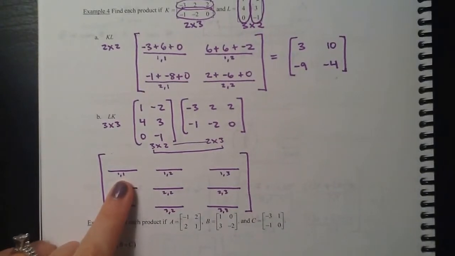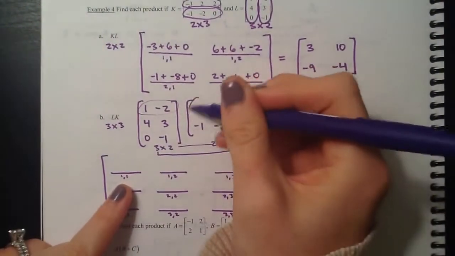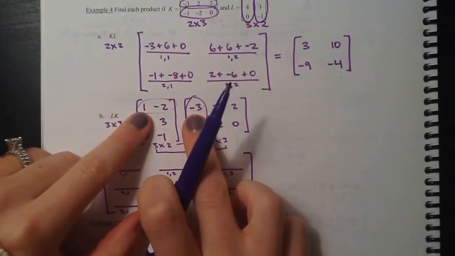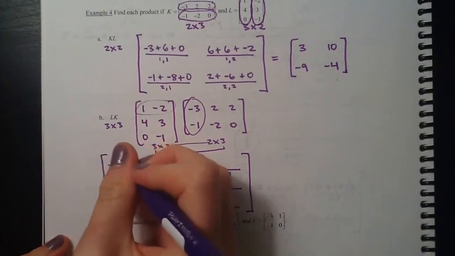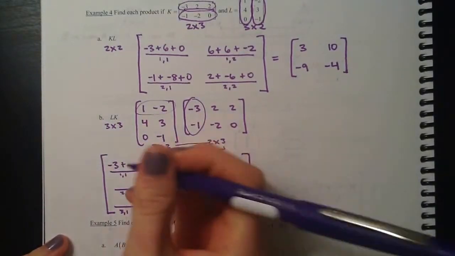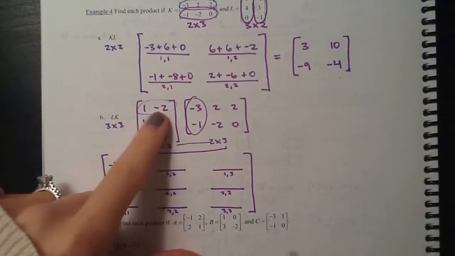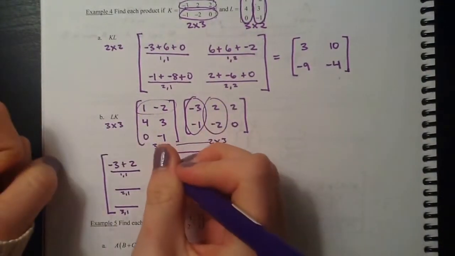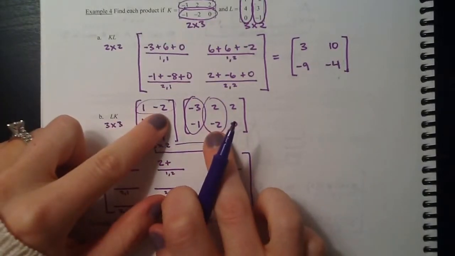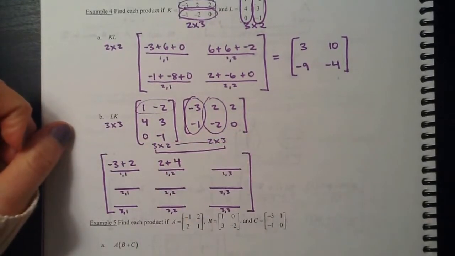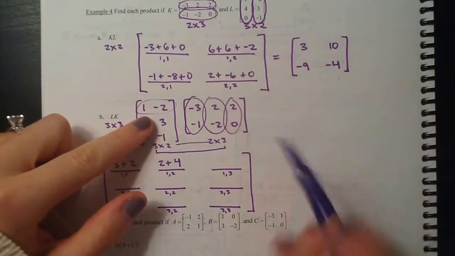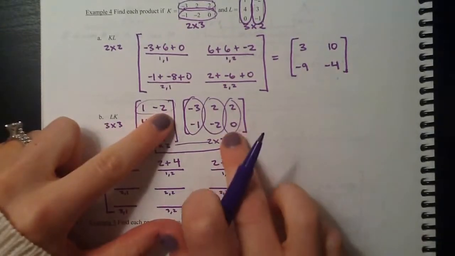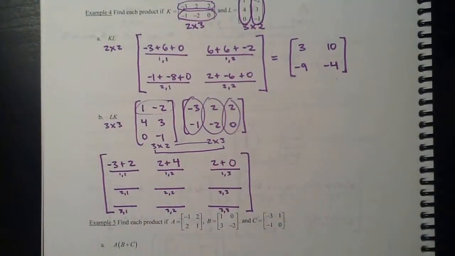So row 1, column 1, we're going to use row 1 here, column 1 here, add them up from the products. So 1 times negative 3, add that to negative 2 times negative 1. Next, row 1, column 2, 1 times 2, negative 2 times negative 2. Okay, and then to finish off this row, we're still in row 1, we're moving to column 3 for this position. 1 times 2 is 2, plus negative 2 times 0 is 0. Alright, so that's the end of row 1.